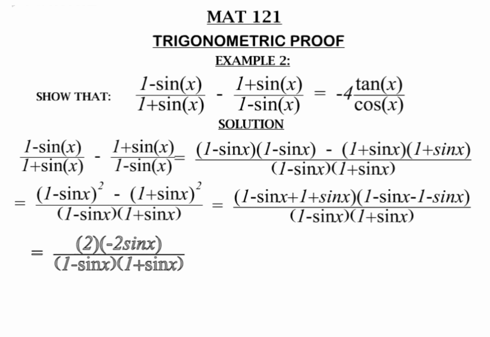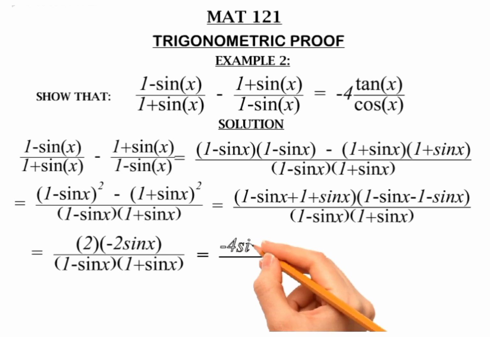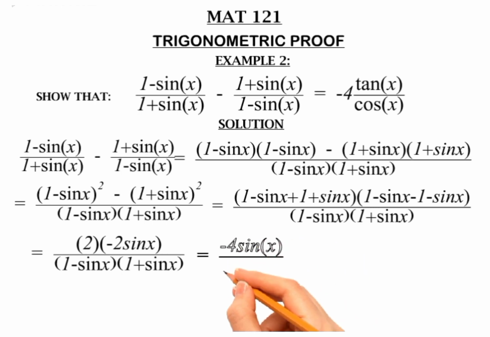When we expand the denominator, it gives 1 minus sin square x, which, by the first identity, is equal to cos square x. Let us substitute this into the equation, check the outcome and see how we can modify it to give the right-hand side.